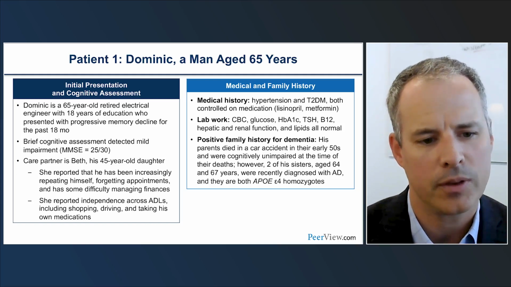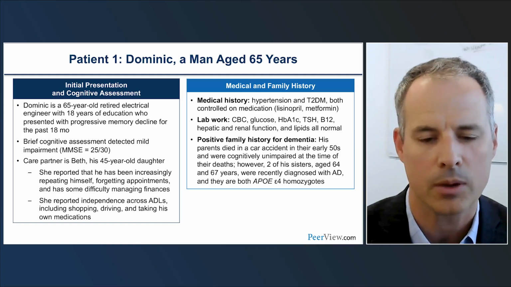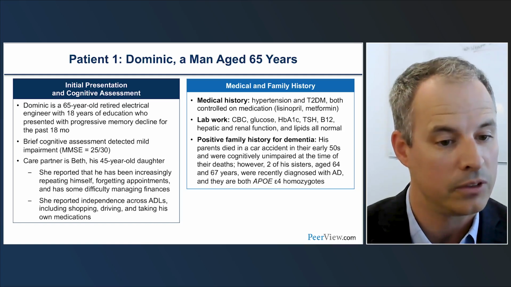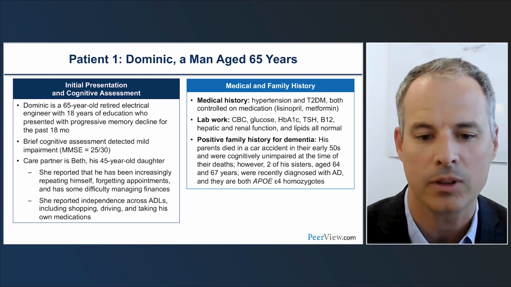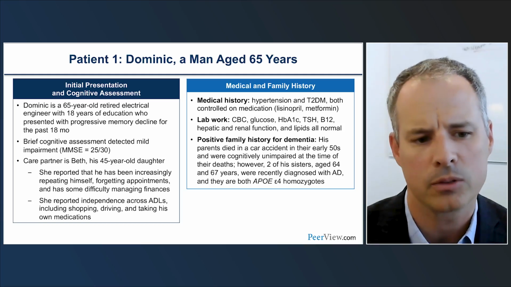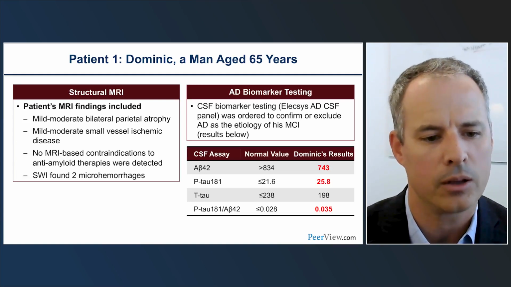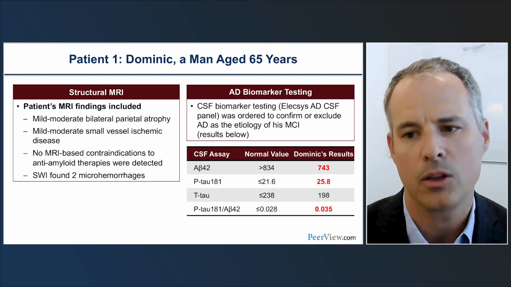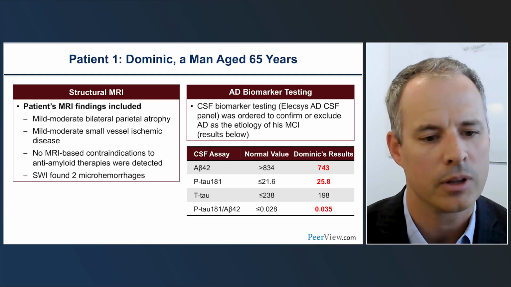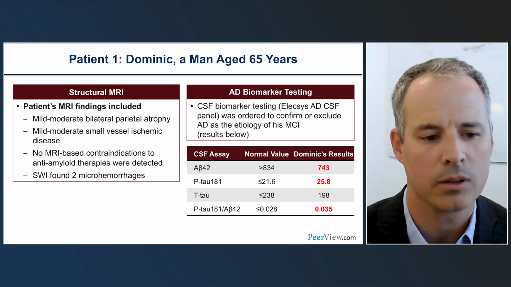He does have a positive family history for dementia. His parents died in a car accident in their 50s, at which time they were cognitively unimpaired. But two of his sisters, 64 and 67, were recently diagnosed with Alzheimer's disease, and both were APOE4 homozygotes. And he received a structural MRI that showed some mild bilateral parietal atrophy, some mild to moderate small vessel disease, no MRI contraindications for anti-amyloid therapies, though he did have 2 microhemorrhages on susceptibility-weighted imaging on MRI.